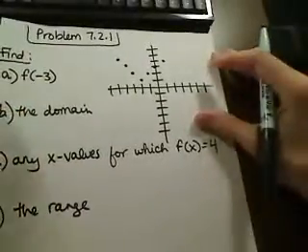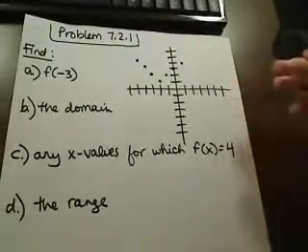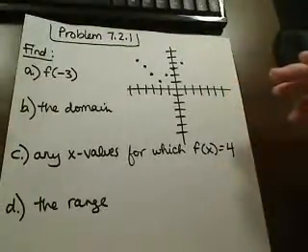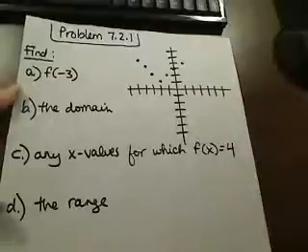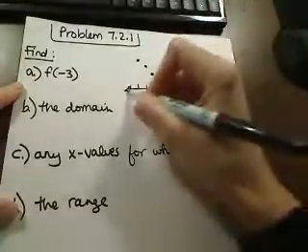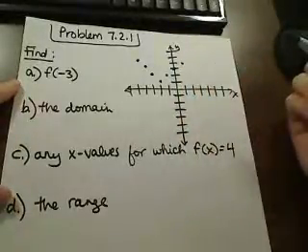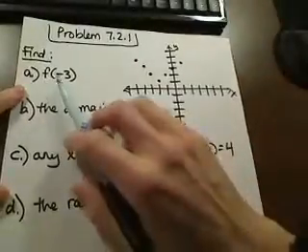Okay, this is problem 7.2.1, and we're working with identifying domain and range and working with these graphs right here. I have units of 1 on this graph, so I don't have my units listed, so each hash mark means that I'm looking at a unit of 1. And let's go ahead and start with this problem right here.